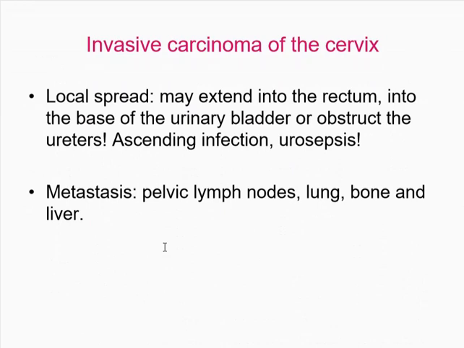Cervical carcinoma is characterized by local spread. It may spread upwards towards the uterine corpus, backwards towards the rectum, and to the anterior part it may involve the urinary bladder, and this is quite commonly occurring. This may lead to urinary tract infections, ascending infections, and sepsis of urinary tract origin. Metastasis may be lymphatic to pelvic lymph nodes or hematogenous to the lung, liver, and bones.